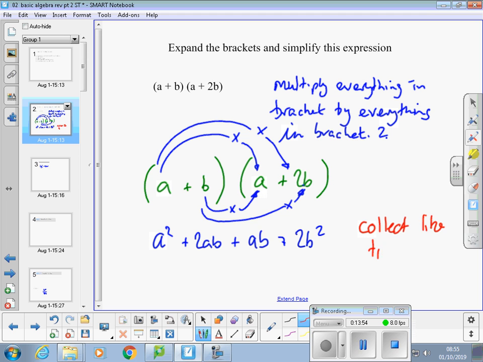When we've done that, we can then collect like terms. And it's usual, with a polynomial with powers in, to have the highest powers to the left, and alphabetical order as well. So we'd write this as A squared plus B squared. We can bring together the 2AB and the 1AB, so that's multiplying out the brackets in that expression.